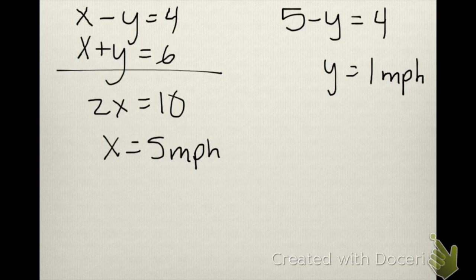So when I'm going upstream, the current's pushing against me at 1 mile per hour. When I'm going downstream, the current's pushing with me at 1 mile per hour. No matter what, I am paddling at 5 miles per hour.